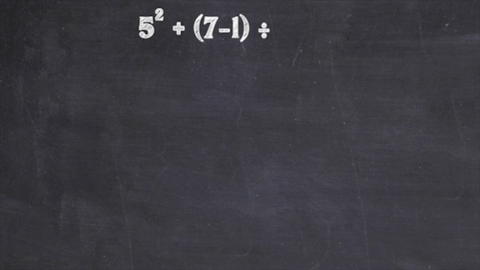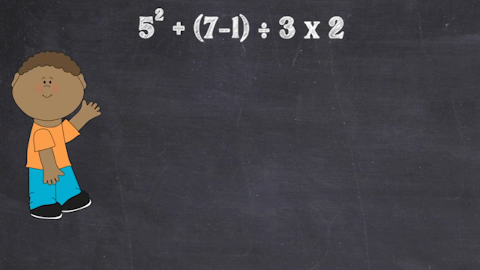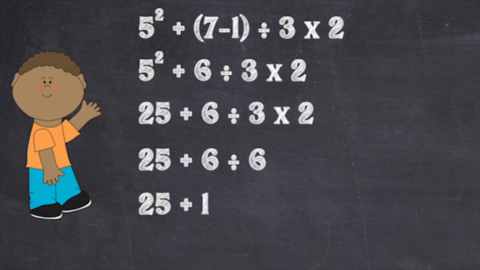Here's a different problem. 5 squared plus parentheses 7 minus 1 end parentheses divided by 3 times 2. Go ahead and pause the video and try to solve it for yourself. Meet Chris. He gave this problem a shot as well. Let's go ahead and pause to look at his work for the problem here. Do you agree or disagree with his work?